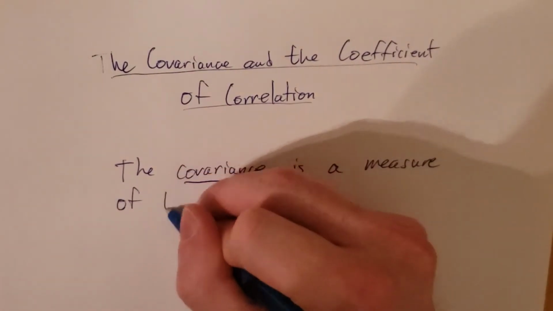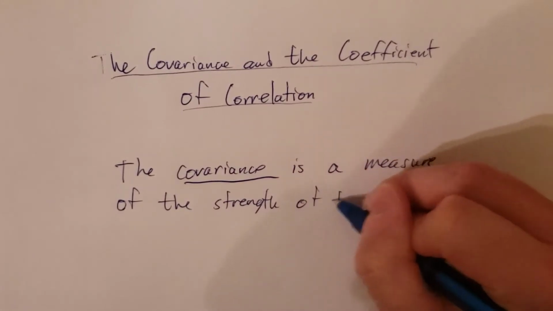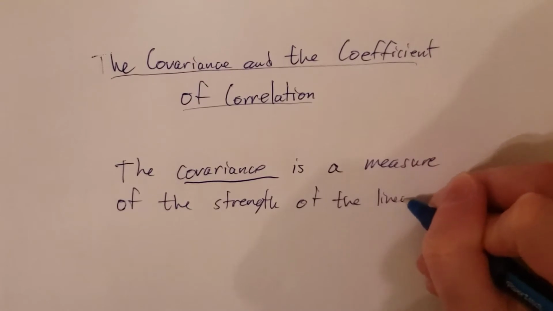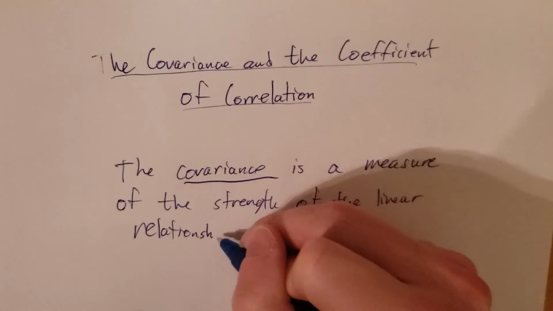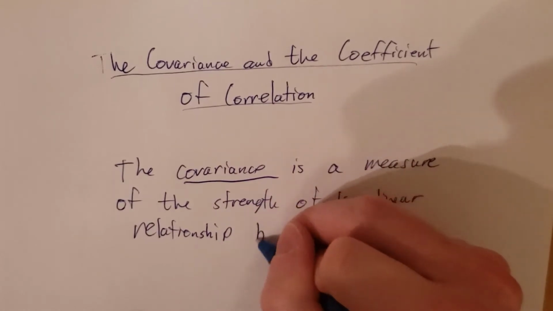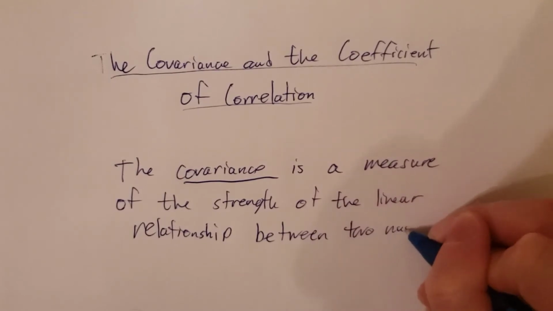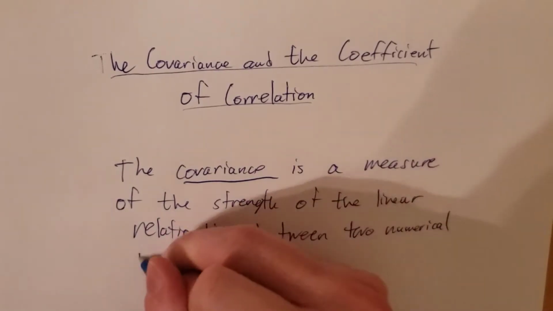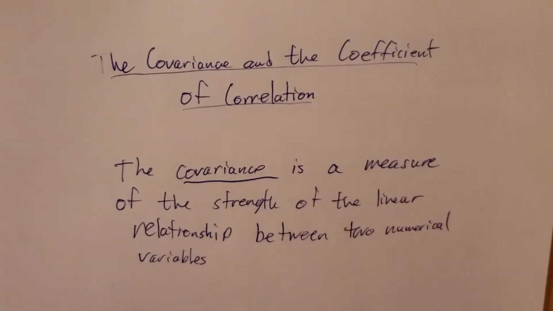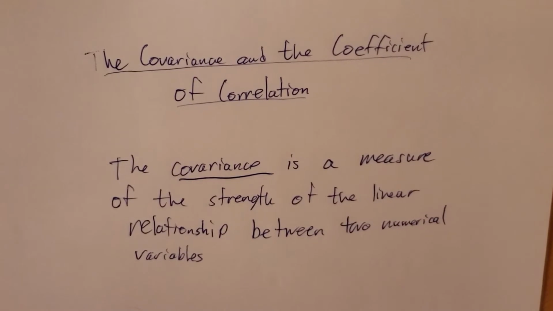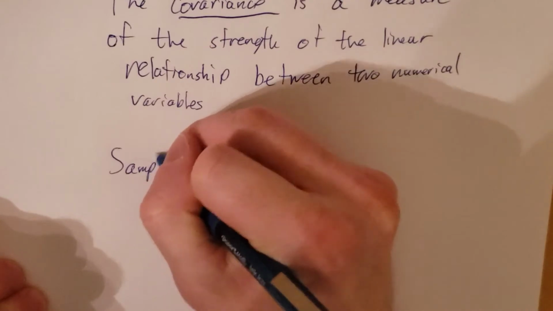of the strength of the linear relationship between two numerical variables. All right. And what that formula is right here.